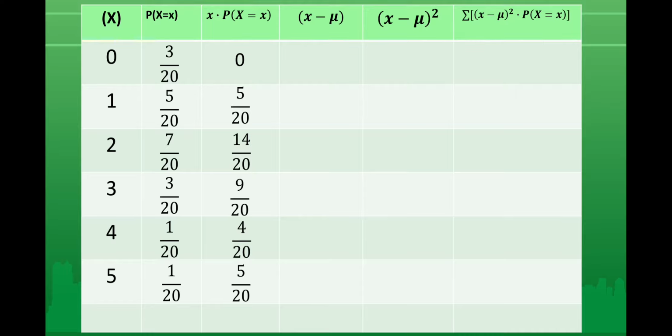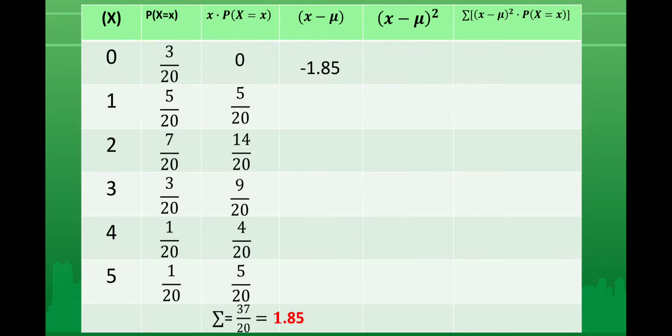To find the mean, we're going to get the summation of the third column. So the sum is 37 over 20, which is equal to 1.85. That means 1.85 is the value of the mean. So for the fourth column, we're going to get the difference of the values of x and the value of the mean. The value of x here is 0 and the value of the mean is 1.85. So 0 less 1.85, we have negative 1.85.